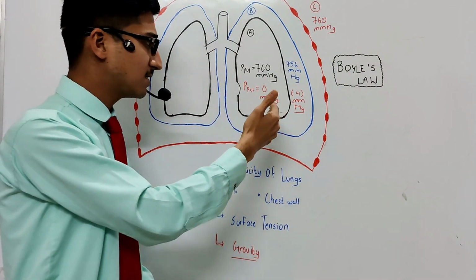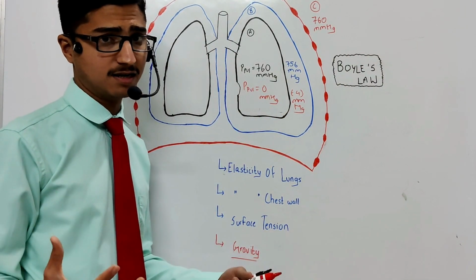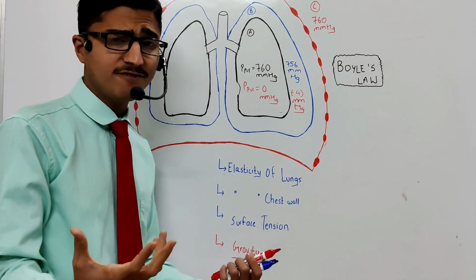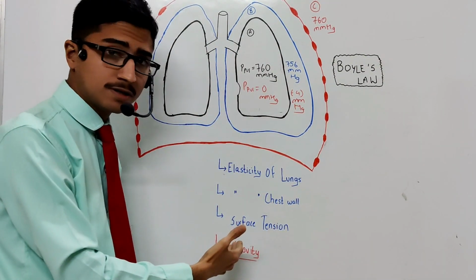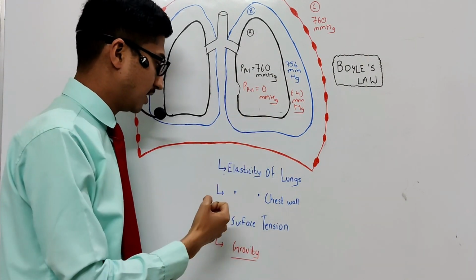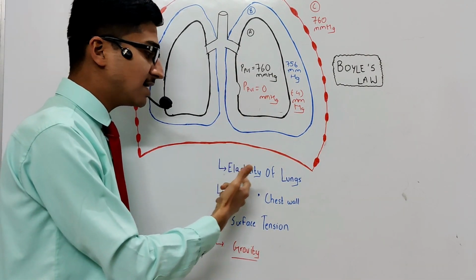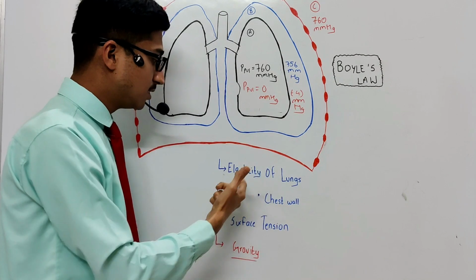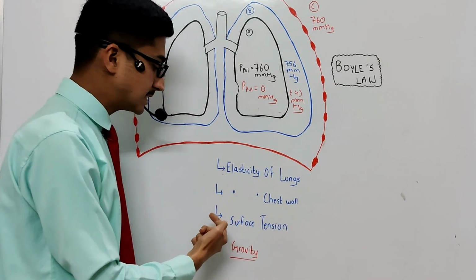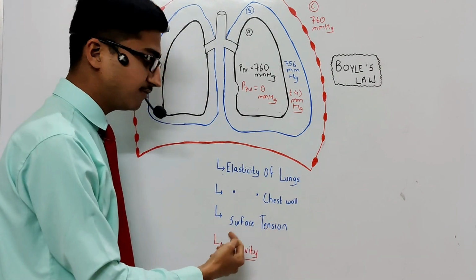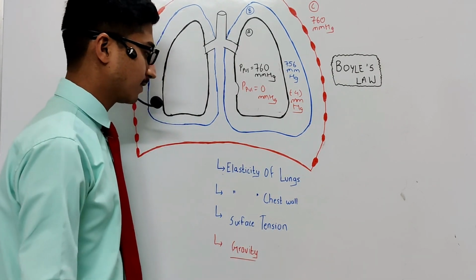Now why is this pressure negative? What makes it negative? And why do we want this negative? So there are 4 reasons which make it negative. Number 1 is elasticity of lungs. Number 2 is elasticity of chest wall. Number 3 is surface tension. And the 4th one is gravity.